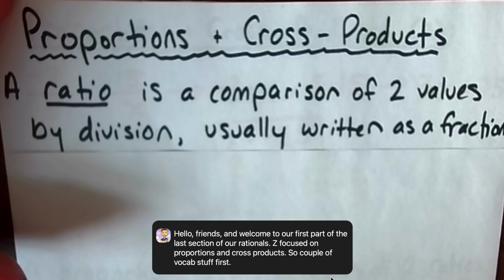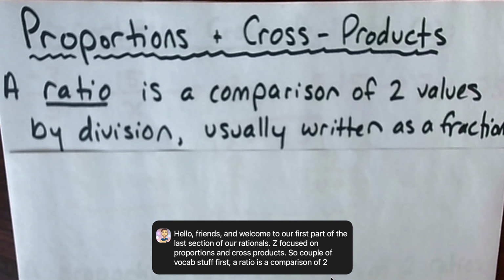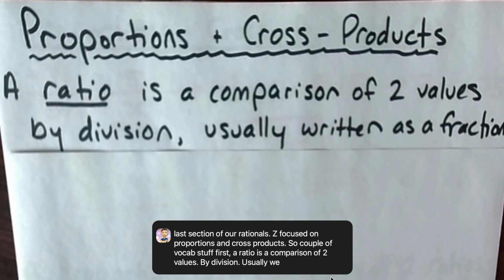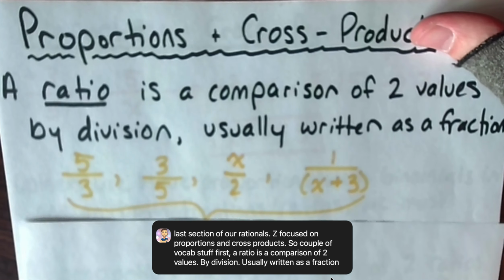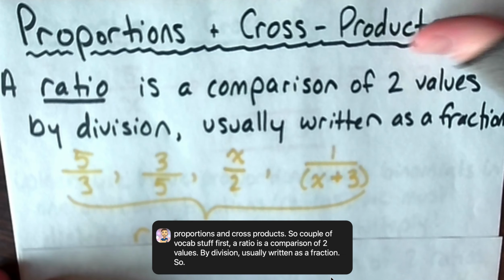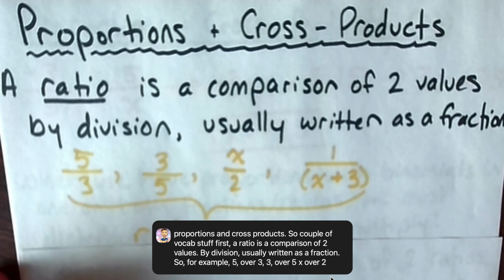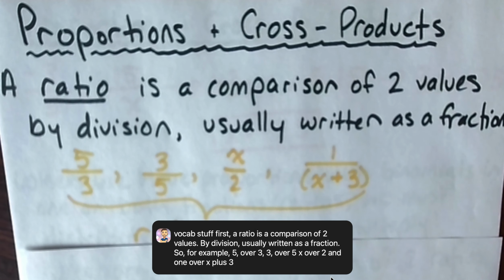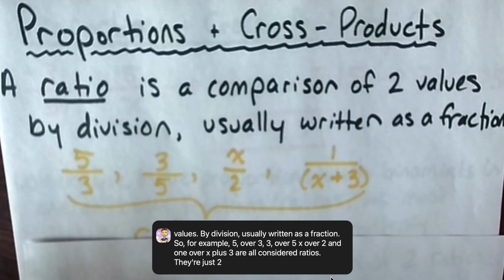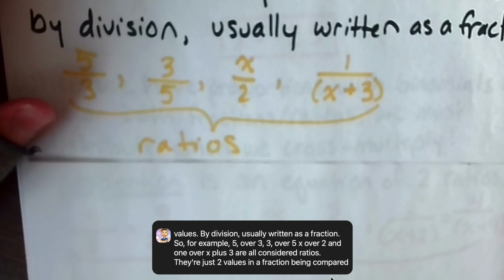A ratio is a comparison of two values by division, usually written as a fraction. So, for example, 5 over 3, 3 over 5, x over 2, and 1 over x plus 3 are all considered ratios. They're just two values in a fraction being compared by division.